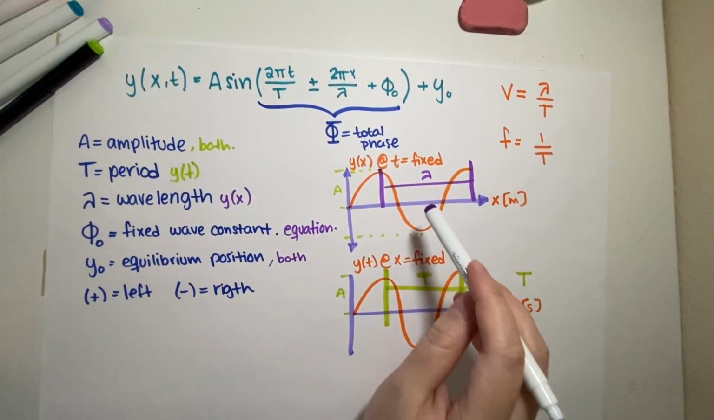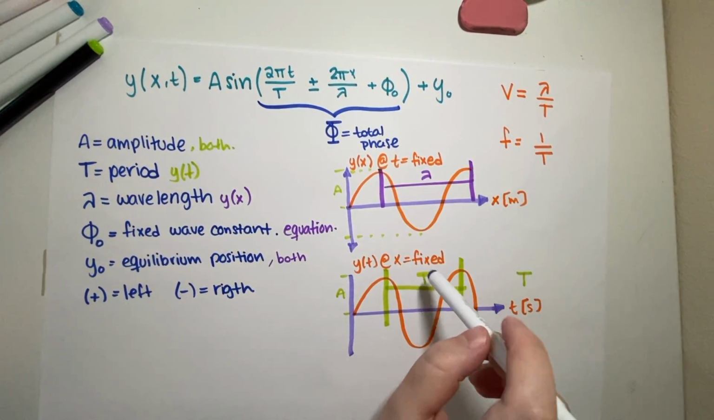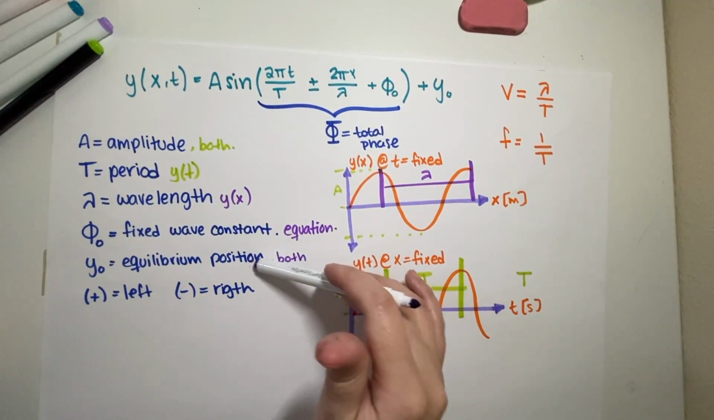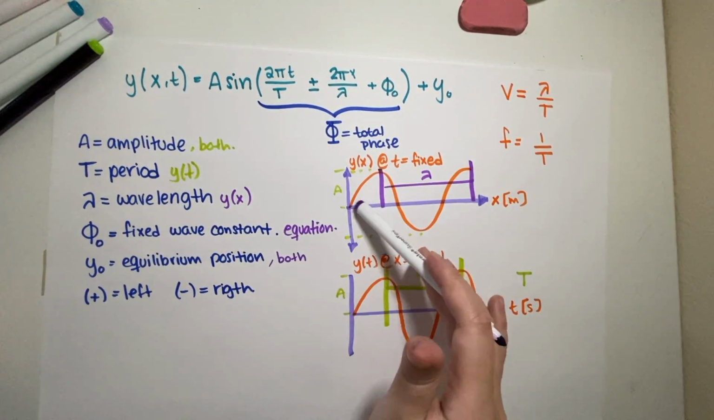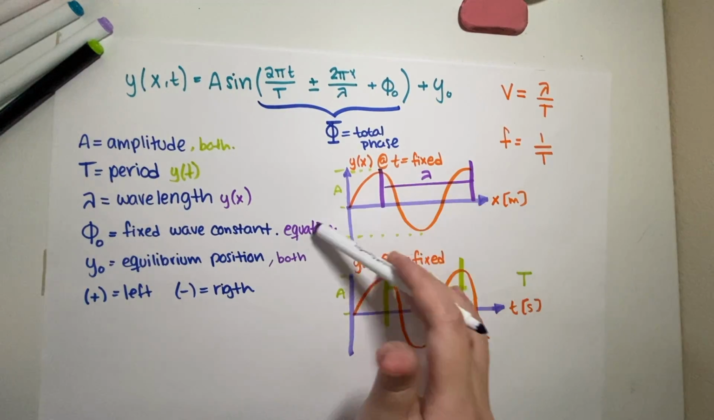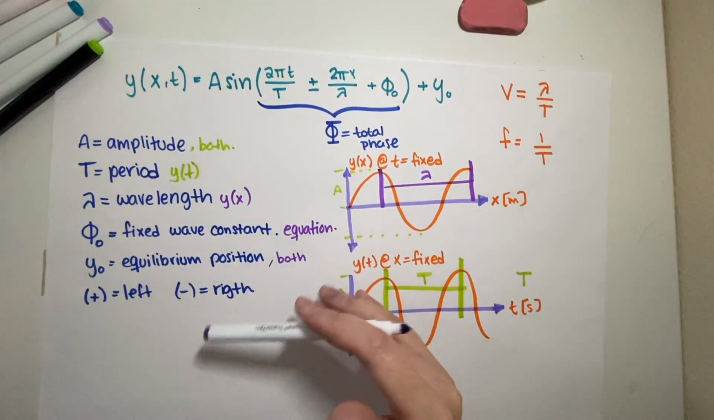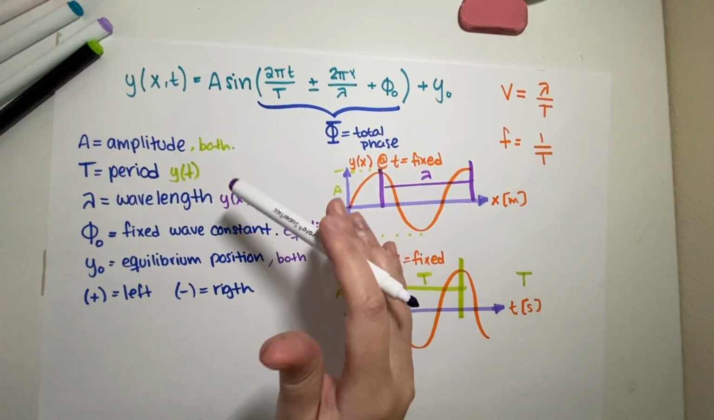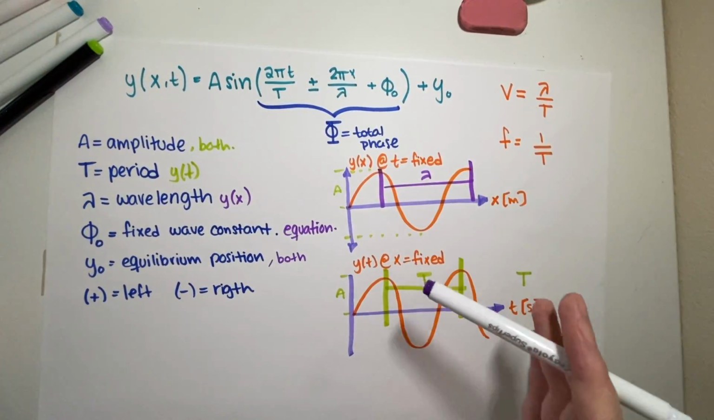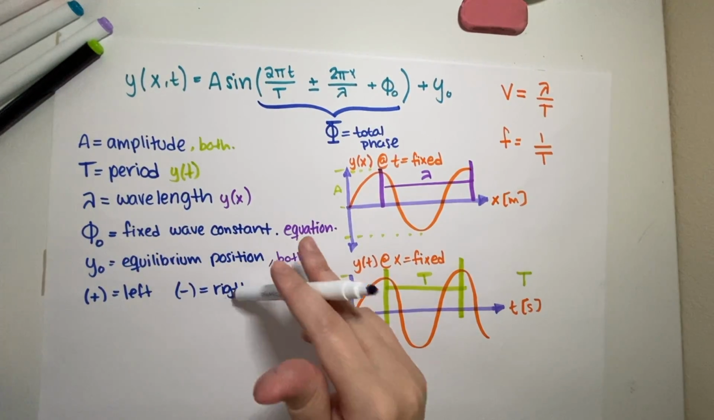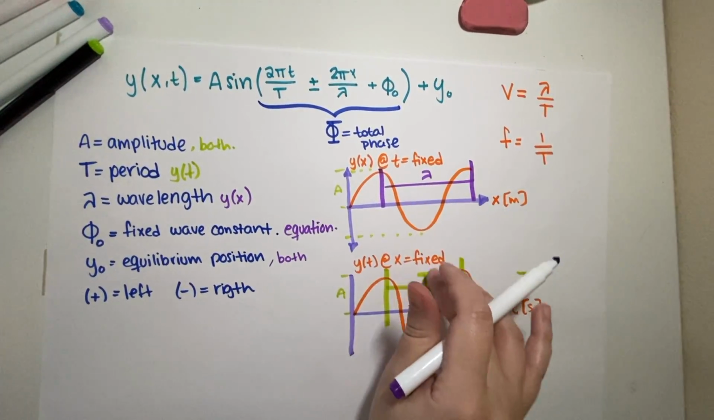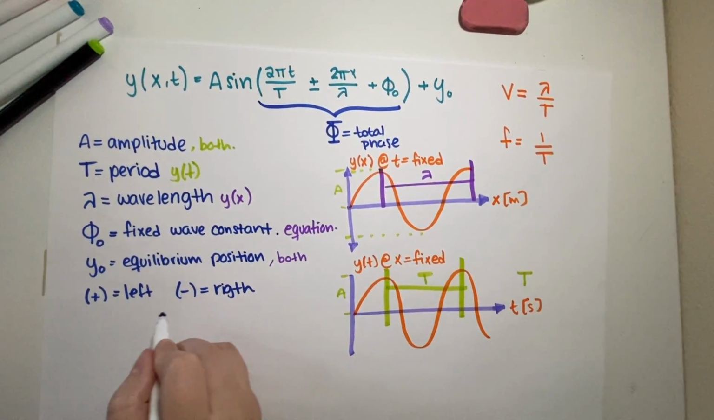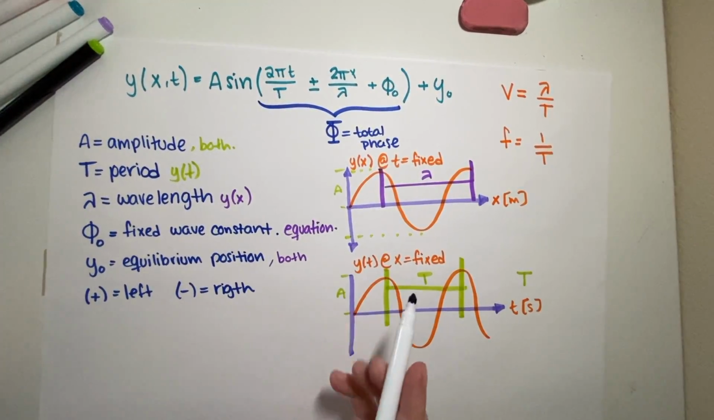You can get it from the graph, you can get it from the equation, but the easiest way is just to get it from any graph. Both of the graphs have the same equilibrium position because this is the same wave. So you can get it from both of them. This one's pretty easy, just as much as amplitude. And then left or right. If you only have these two graphs, then you have to use both of them.